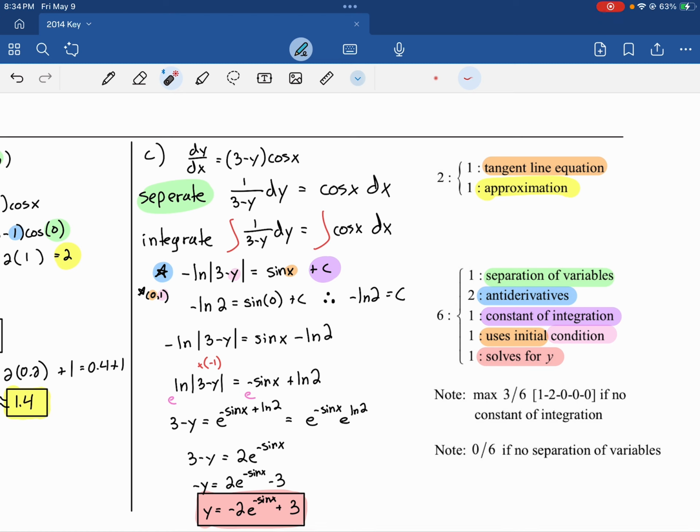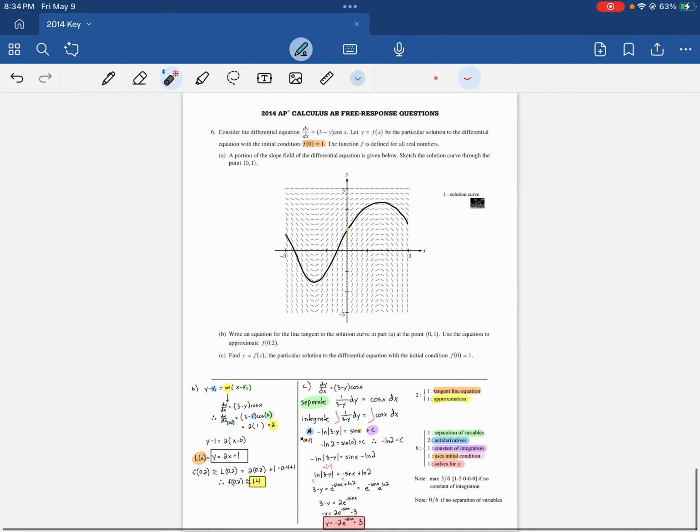Separate's a point. Both antiderivatives are a point each. Adding c is a point, using your initial condition of 0, 1 is a point, and writing your particular solution at the end as y is a final point. This is the free response for 2014.